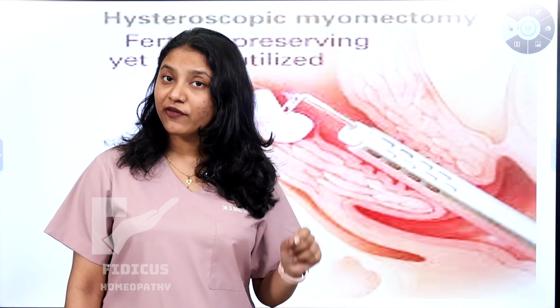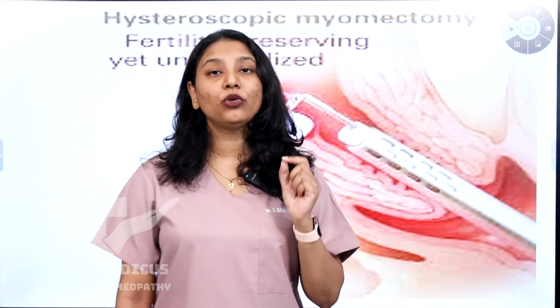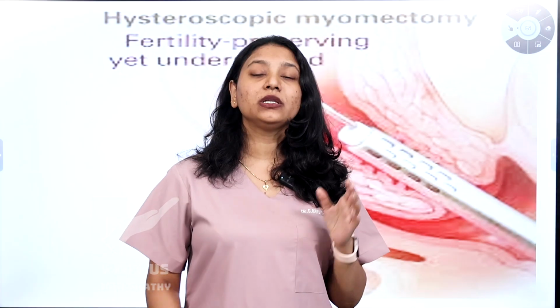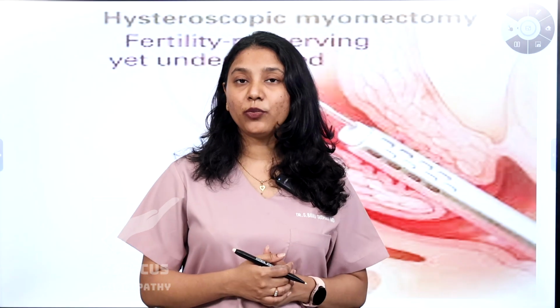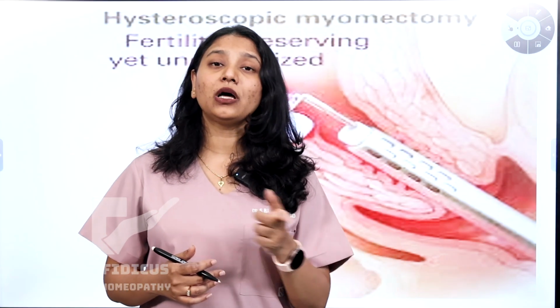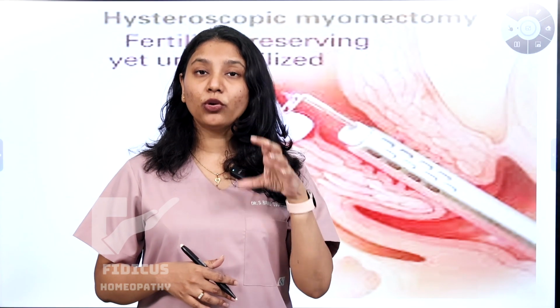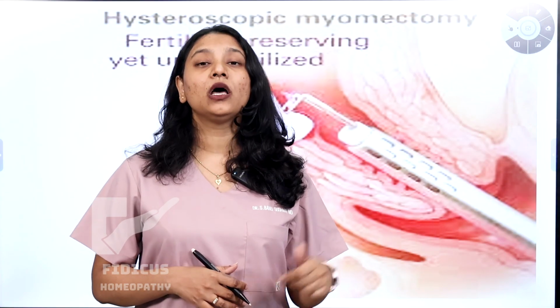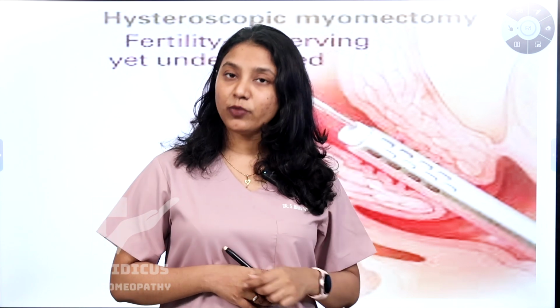So this cannot be performed in youngsters, teenagers, or people who haven't yet married. It can only be performed in people who are already married. So this is one of the drawbacks of hysteroscopic myomectomy. The other drawback is that it should only be a submucosal fibroid, and it should be moderate in size for this surgery to be performed. It is most useful in submucosal fibroids, but the fibroid size should be very small.